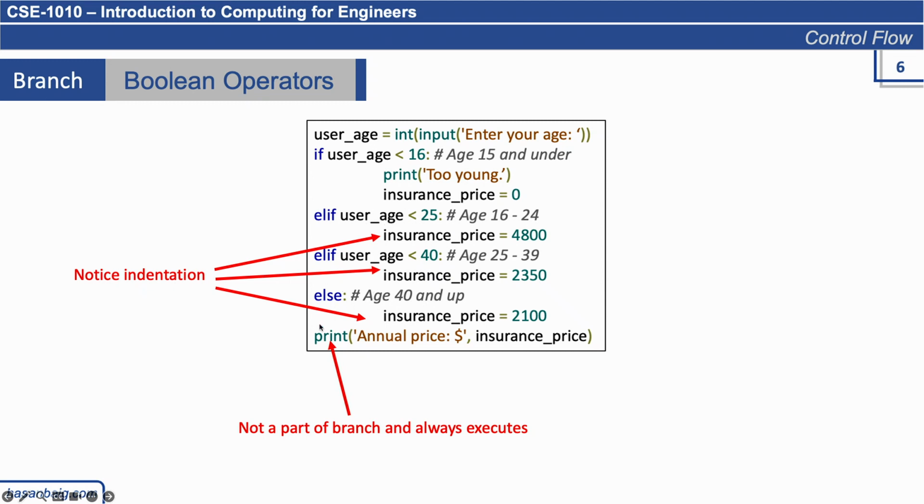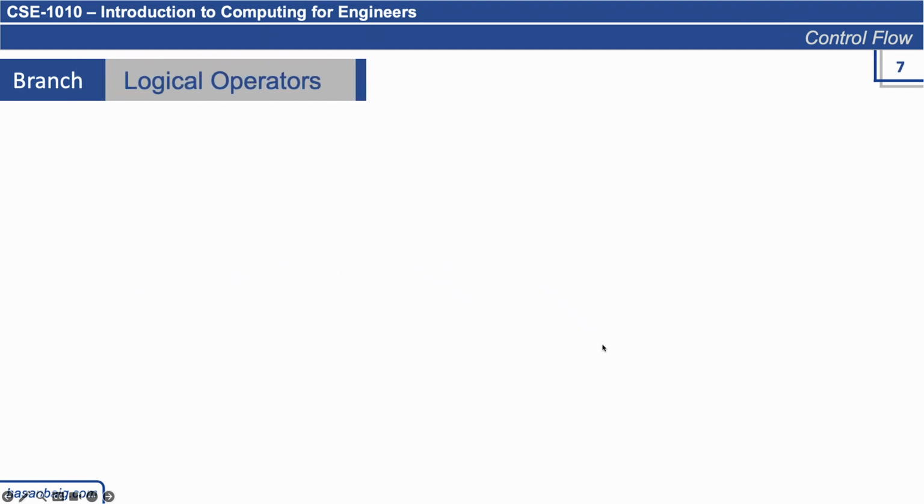Once this block is over, any other unindented instruction, like this print, or any other instructions we may have in our code, is considered not a part of the branch structure, so it will be executed anyway. Okay, now let's talk about the logical operators.